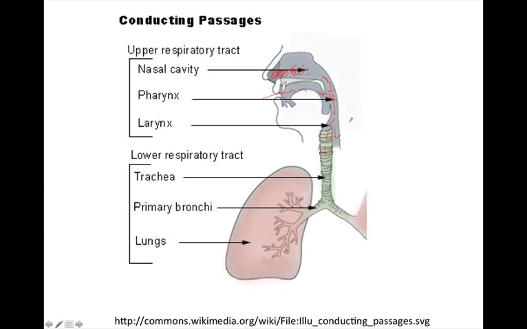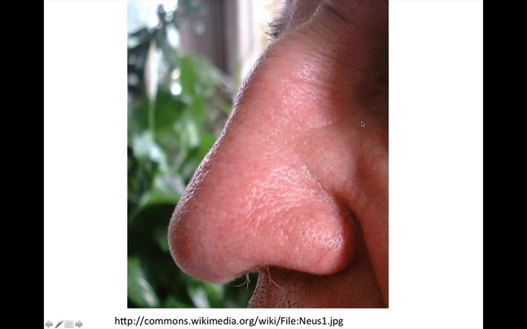Now let's talk a little bit about the nose. We'll talk about the upper divisions, and then we'll call it quits, because this video is starting to get long. That's a pretty picture of a nose, isn't it? So when we're looking at the nose, the nose is the beginning of the conducting airways. The nose is the beginning of the conducting airways.